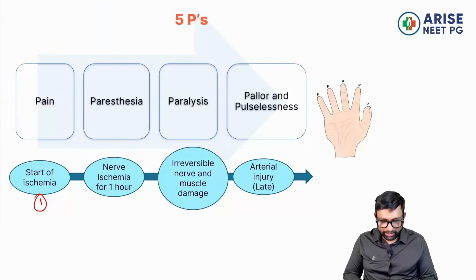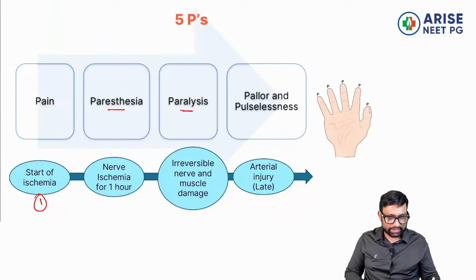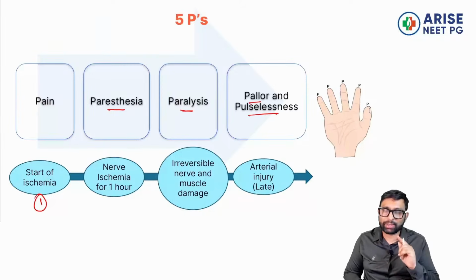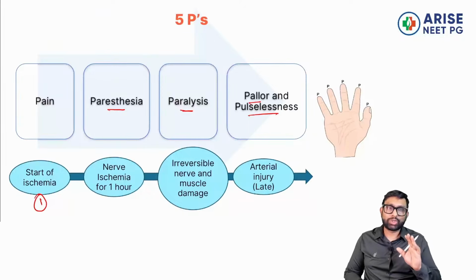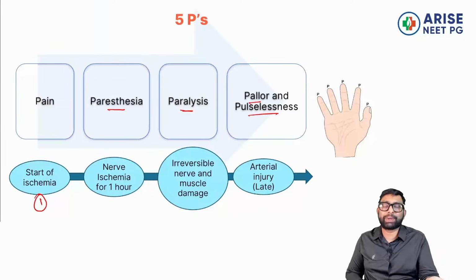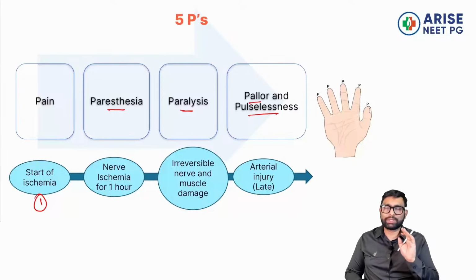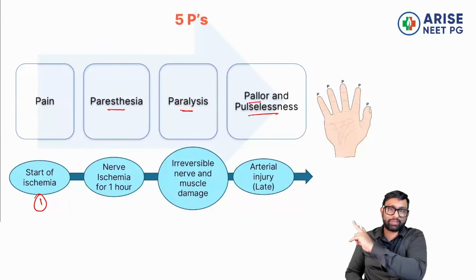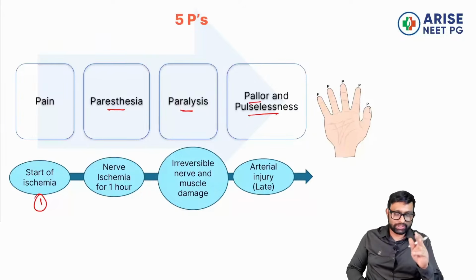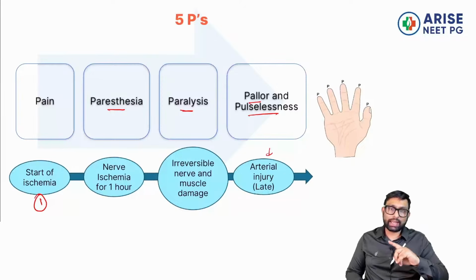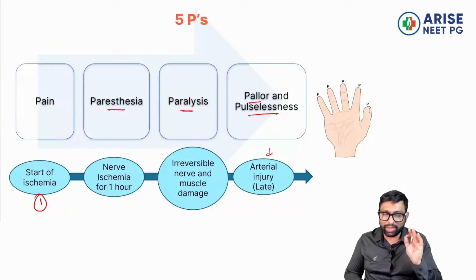Other than that, patients will develop paresthesia when nerve ischemia starts. When it becomes more, there will be paralysis, and patients will have pallor and pulselessness. In the question, they have given that the pulses are weak but still present. Many students get confused: sir, pulse is present, then how can it be compartment syndrome? See students, in compartment syndrome pulselessness is the last feature. That's why I have given it in an arrow form. The last feature, when arterial injury starts, is when patients will develop pulselessness. So every patient with compartment syndrome does not need to have pulselessness.